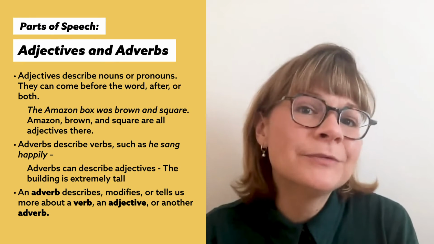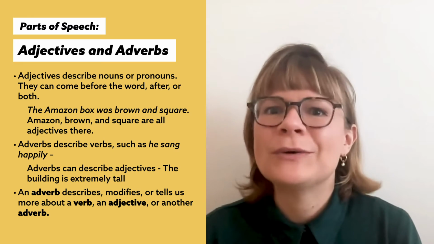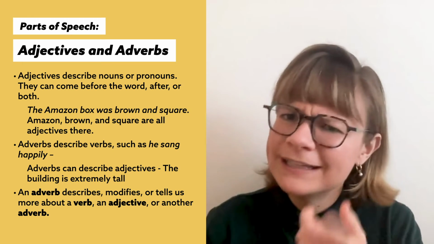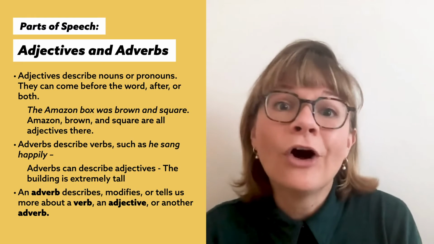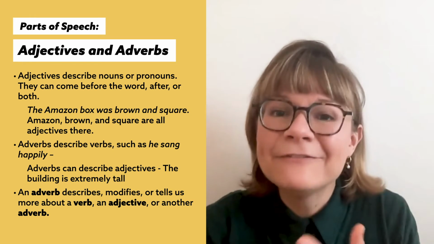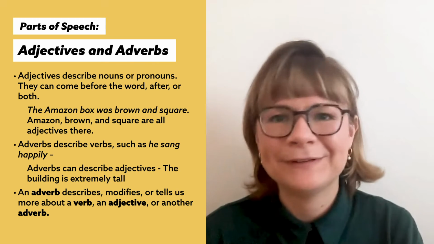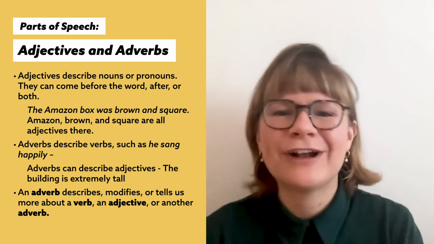What about adverbs? Of course, they can describe a verb. So he's singing happily. How did he sing? Happily. That's a classic way we think of adverbs. But also adverbs can describe another adverb. So he's singing so happily. So is the adverb describing the adverb happily. Also, adverbs can describe adjectives. So if we say the building is extremely tall, tall is the adjective and extremely is the adverb describing it. So that can get a little tricky, especially around the adverbs and parts of speech.